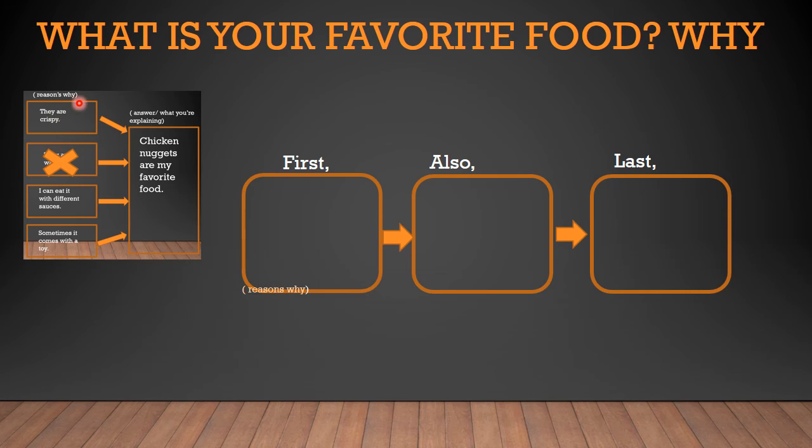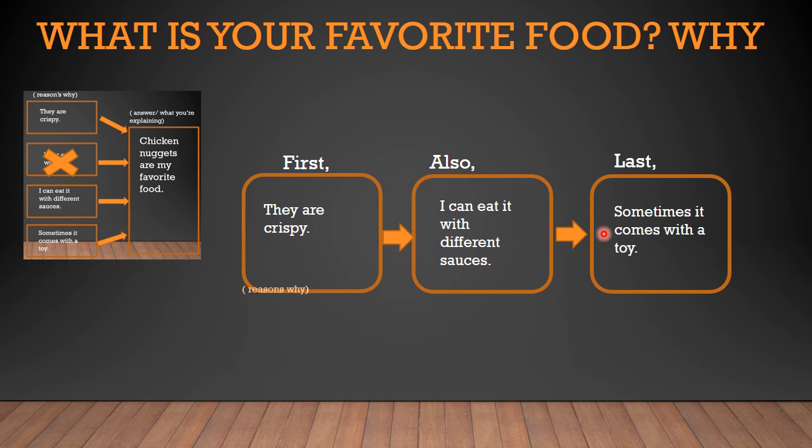I'm going to move these reasons why over to my sequential flow map. So far I have first, they are crispy. Also, I can eat it with different sauces. Last, sometimes it comes with a toy. So all of these 3 talk about why. But what about answering the question, what is your favorite food? That was explained in my one-sided flow map.